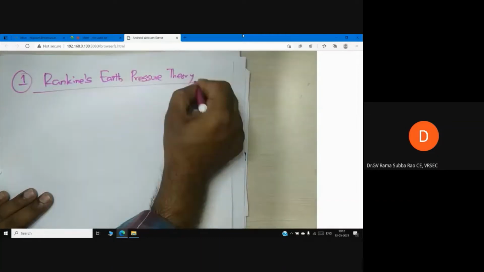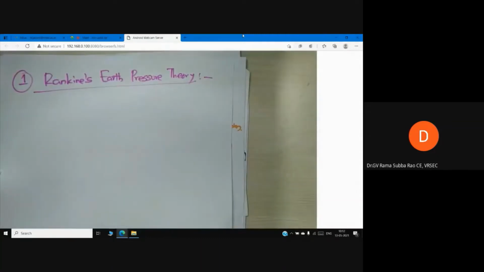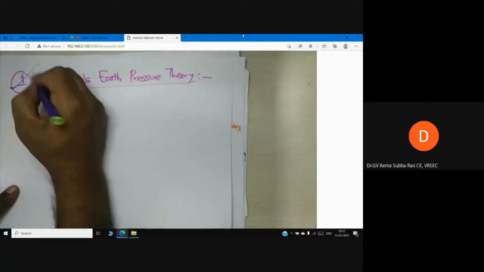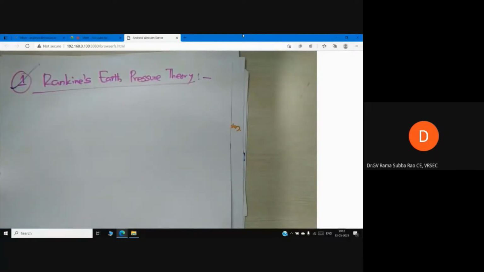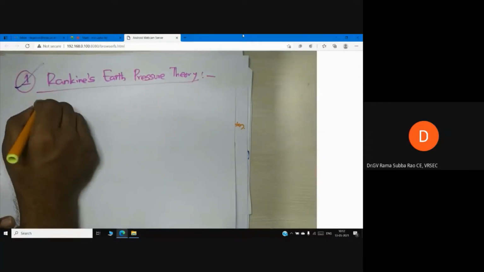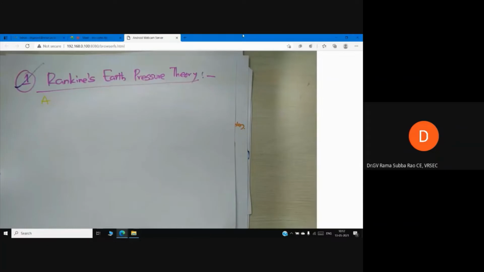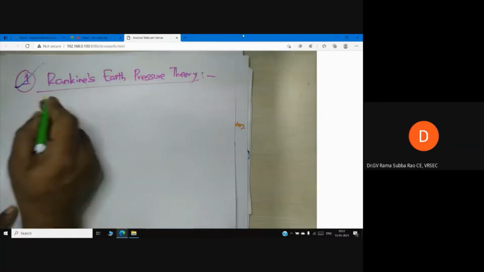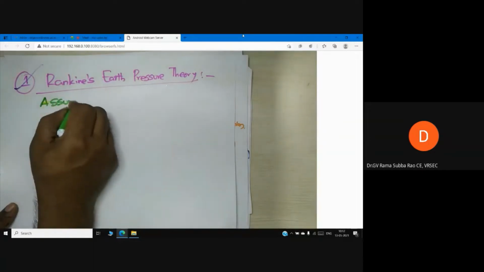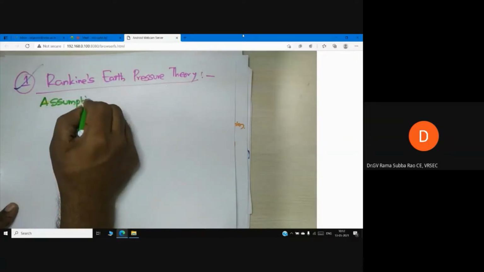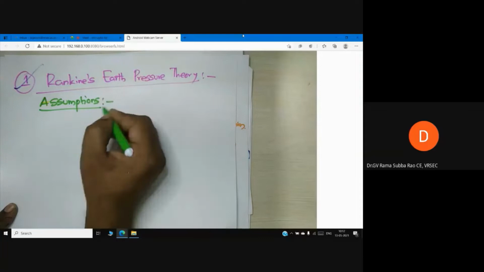Rankine's earth pressure theory. It's a very interesting and very important theory. Now you see, I will write the assumptions. Many times, whenever we start any theory, we write the assumptions. So now it is time to discuss the assumptions. Let me tell you the first assumption.